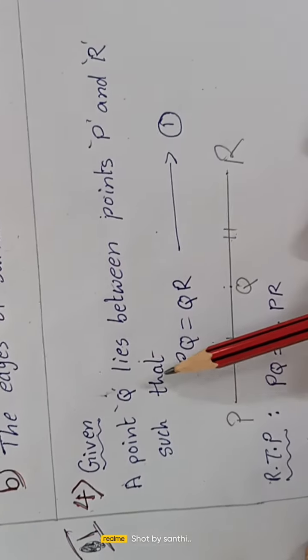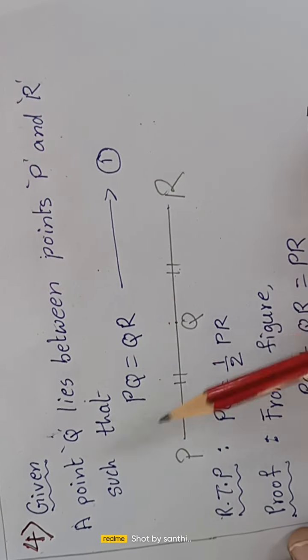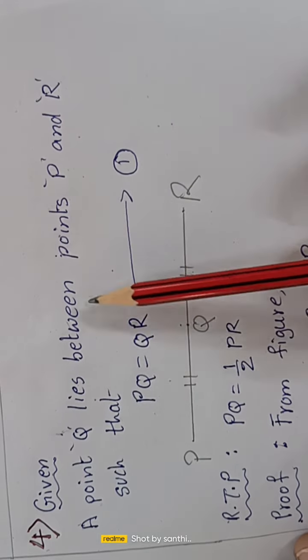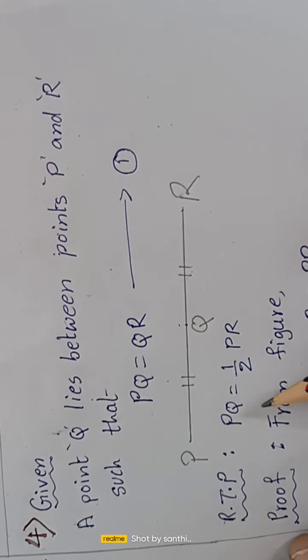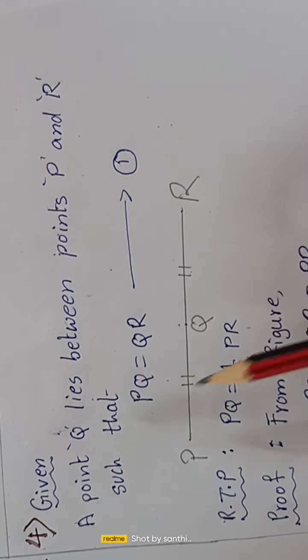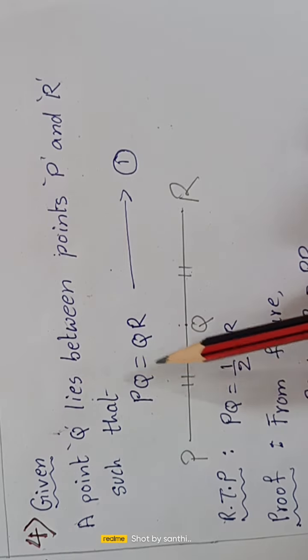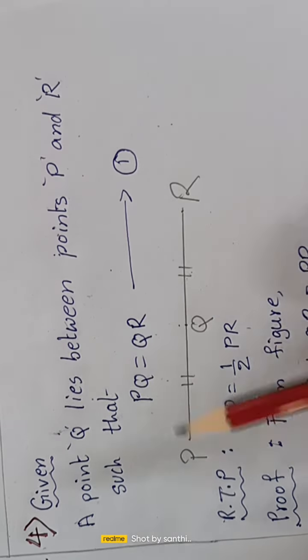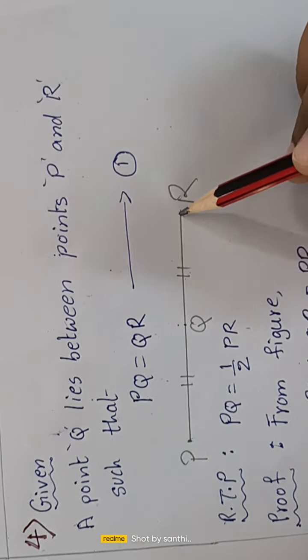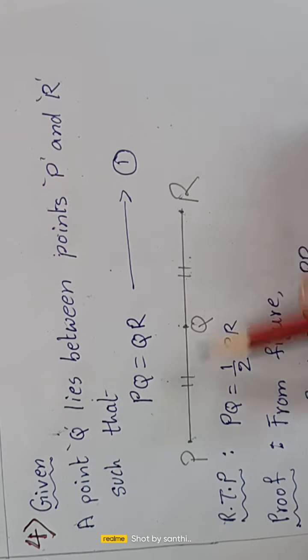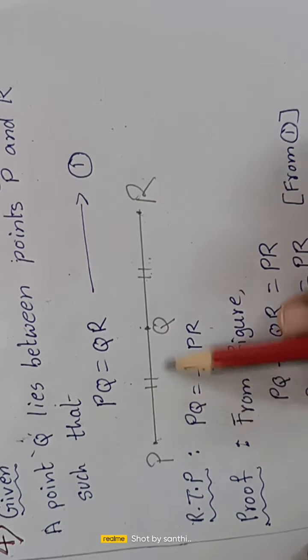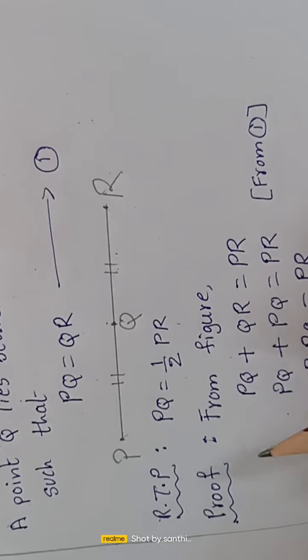Then in the first Roman, fourth question, they have given a point Q lies between 2 points P and R. Then we have to prove that PQ is equal to half of PR. Whatever they have given, first we write, that means PQ is equal to QR. P is a point, R is another point. In between these 2 points, Q is there, such that PQ is equal to QR. It divides into 2 equal parts, meaning both are halves of PR. Required to prove this one. We have to prove that. Then proof.